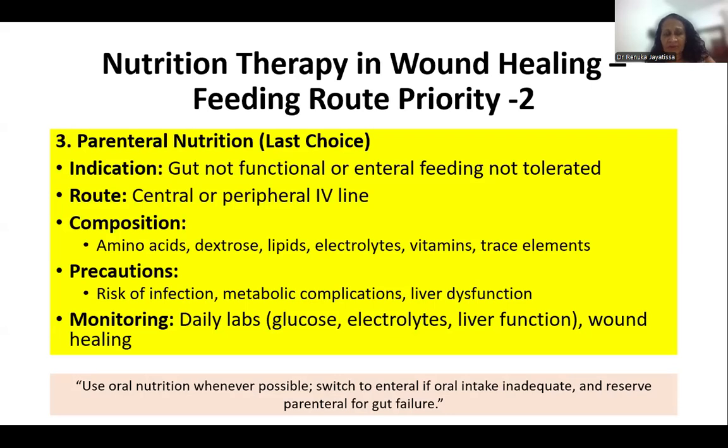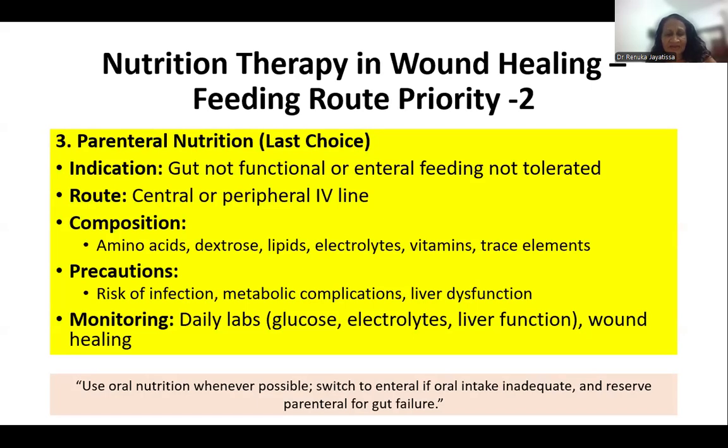There are many precautions you have to take whenever you are using the parenteral nutrition, like risk of infection, metabolic complications, liver dysfunctions. You have to monitor electrolytes and do daily lab testing, liver functions, and these are the kinds of problems with parenteral nutrition. You have to do good daily lab testing most of the time, and then you have to monitor the wound healing.